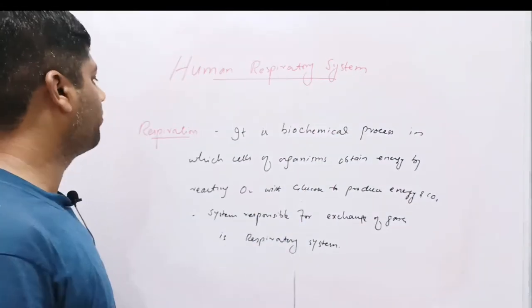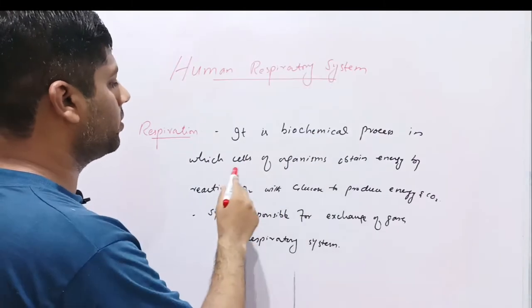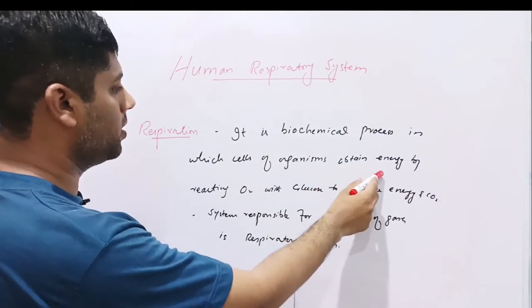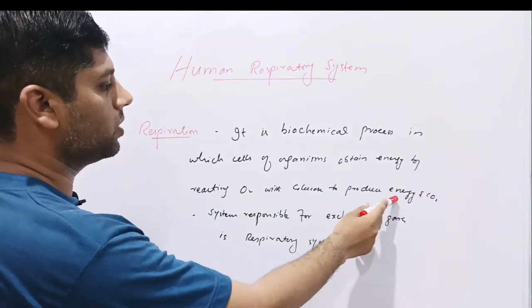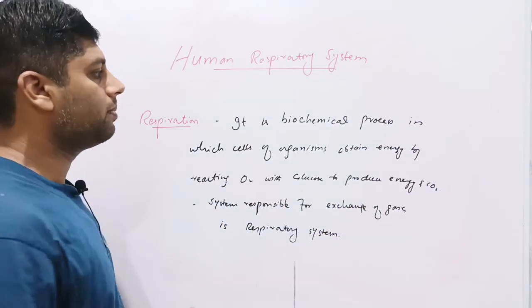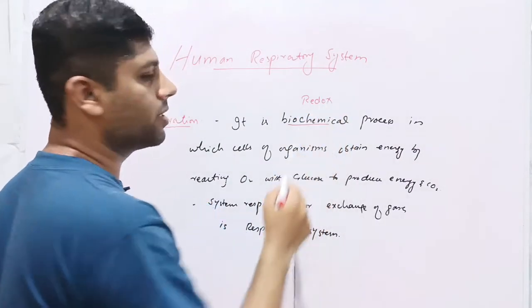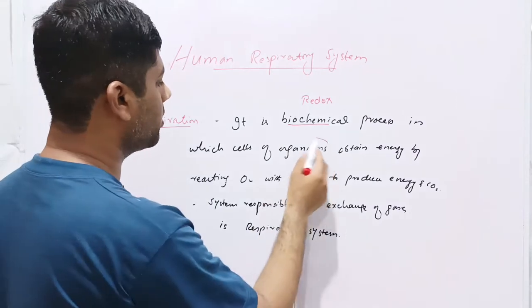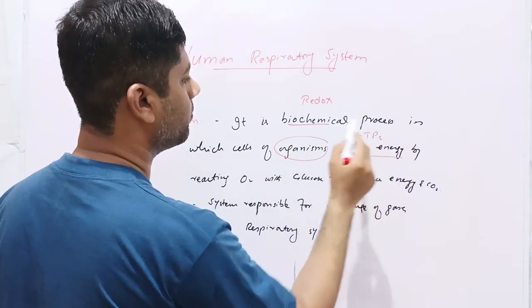First of all, we should know the definition of respiration. It is a biochemical process in which cells of organisms obtain energy by reacting oxygen with the glucose molecules to produce energy and carbon dioxide. So it is a biochemical process or oxidation reduction process. We can say that it is a redox reaction in which the living organisms obtain energy. Energy is obtained in the form of ATPs.